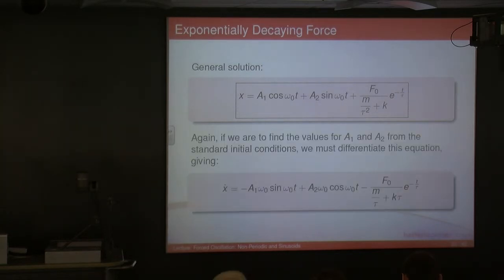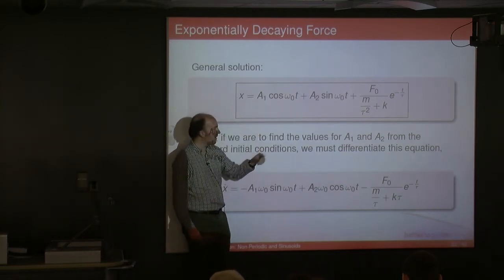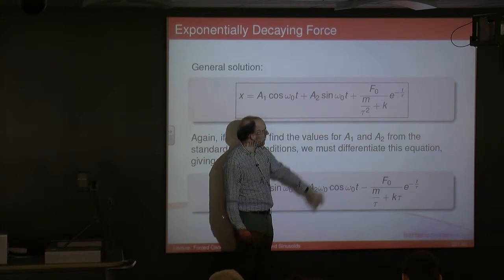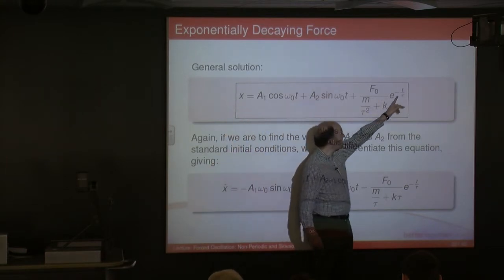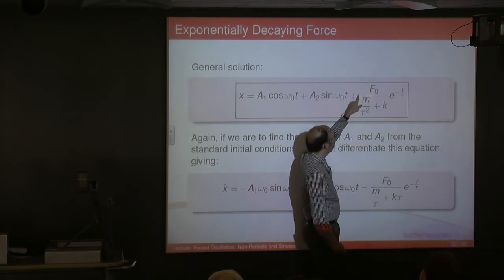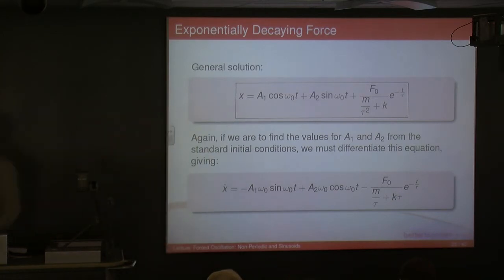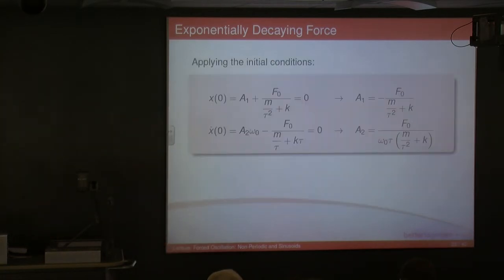Let's apply initial conditions again. Initial rest conditions, so there's our general solution, there's the first derivative. Stick in t equals 0, what happens for this case? Obviously that a1 times 1, a2 times 0, so that term disappears. Over here, what happens if t is 0? What's e to the 0? 1. So we're left with this term plus a1. And so a1 must therefore be minus that term.